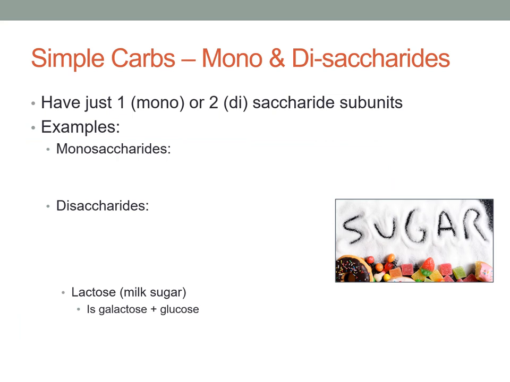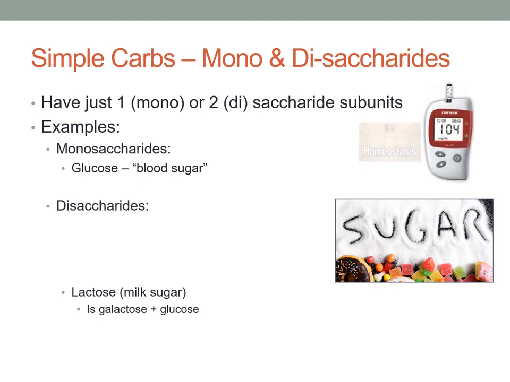So some examples of simple carbohydrates, those mono and disaccharides. Monosaccharides would include glucose, right? That is the primary form of sugar that circulates in our bloodstream. We have to regulate that very, very closely. So that's another important thing for homeostasis. So our blood sugar is glucose. Fructose, which is what makes fruits taste sweet, right? That's the sugar that's naturally present in fruits. That is a monosaccharide. It just has one subunit.